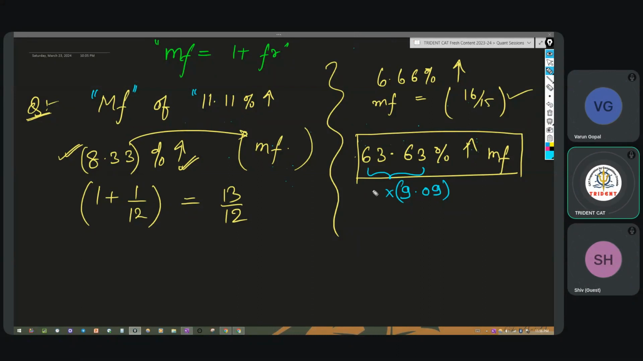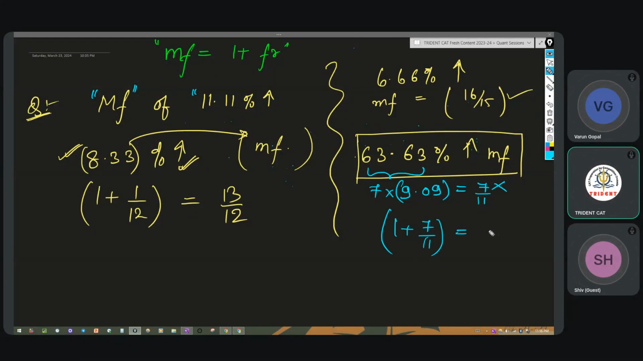So what do I multiply? 11. Yes, so this is 7 upon 11. But this is not the multiplying factor. This is the fraction equivalent. What is going to be the multiplying factor? 1 plus this.